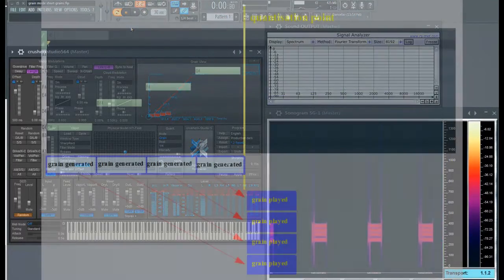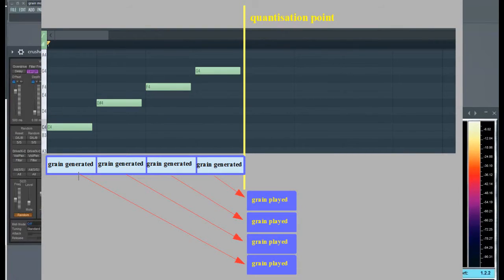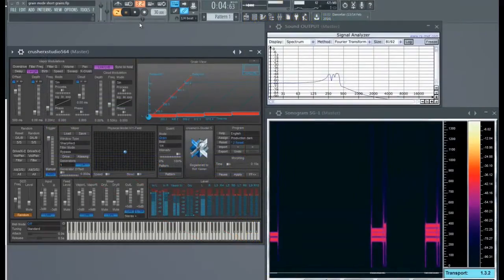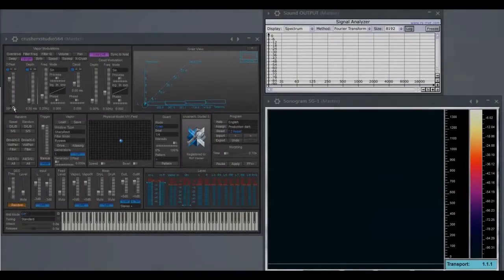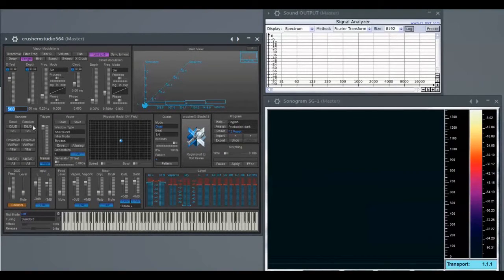There are 4 grains generated between two quantization points, each 500 milliseconds long. All 4 have to wait until the next quantization point, and there, at the next quantization point, all 4 grains are played back simultaneously.